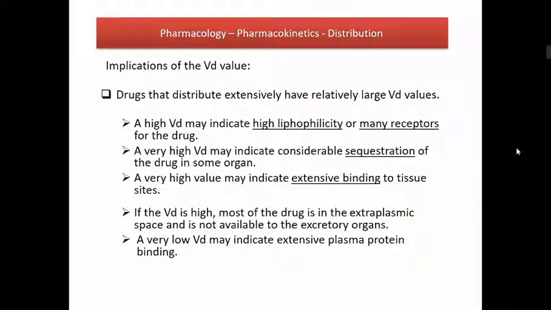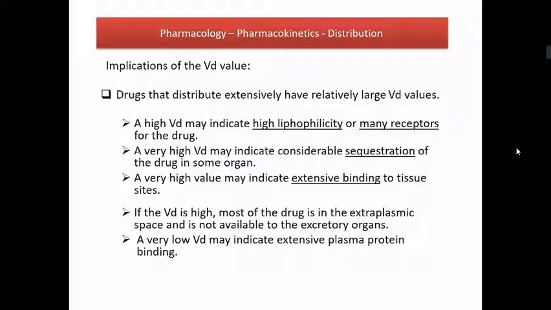Okay? So, what are the implications of having this volume of distribution values? Drugs that distribute extensively have relatively large volume of distribution values. So, a very high VD may indicate high lipophilicity or many receptors for the drug. So, if the volume of distribution is high, it's either there is no problem with its diffusion because of its lipid solubility, or there are available receptors for the drug inside the cell.